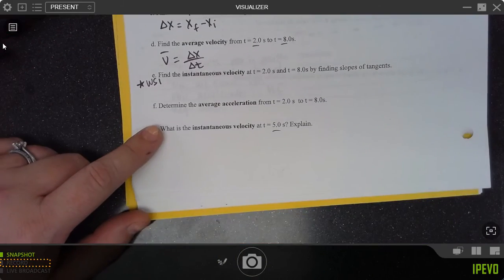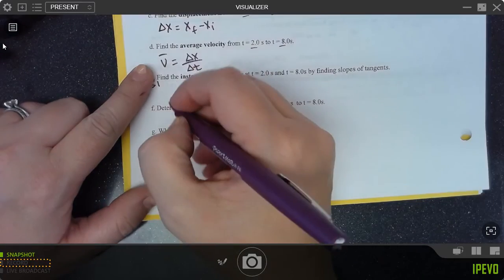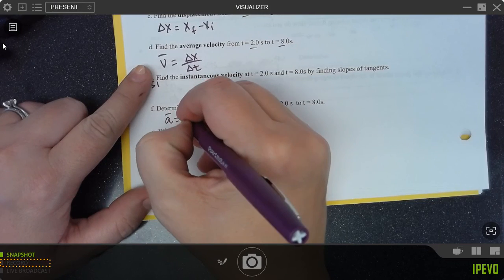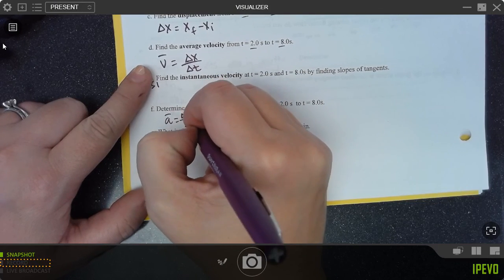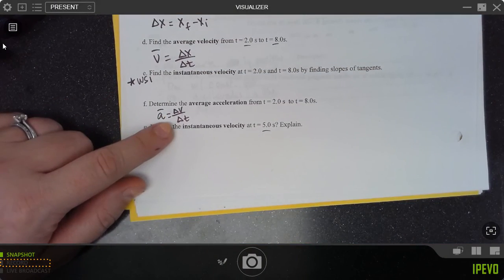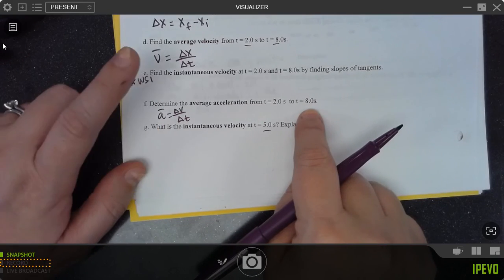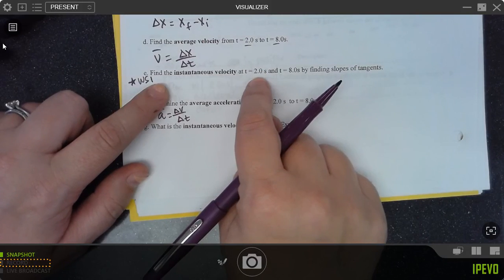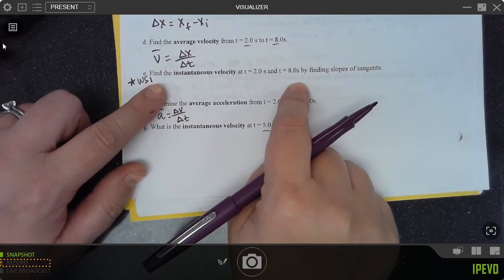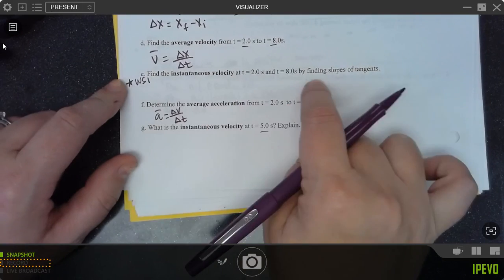Average acceleration is related to this. Your average acceleration is going to be your change in velocity divided by your change in time. Now keep in mind, if you need to know your average acceleration from 2 to 8 seconds, you need to know your instantaneous velocity at 2 seconds and at 8 seconds. So part E here is setting you up for part F.